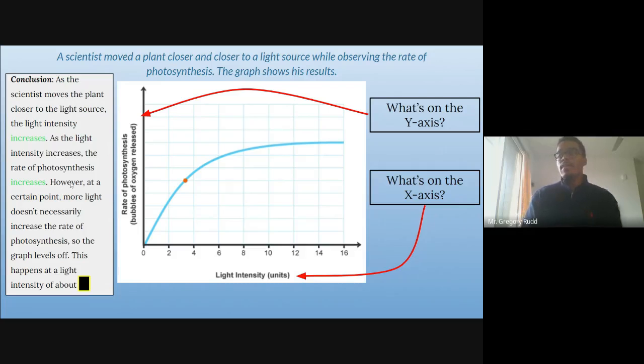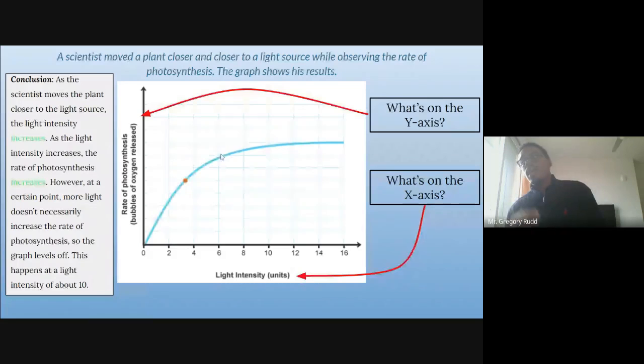It goes on to say, however, at a certain point, more light doesn't necessarily increase the rate of photosynthesis. So the graph levels off. We can see that happening right at about a light intensity of 10. Even though we're still adding light, we're getting closer and closer to the light source, the rate of photosynthesis is no longer changing that much. It is still going up a little bit, but it's not going up nearly as much as it did in the first 2 units or in the second 2 units, or even in the third 2 units. It started to slow down.